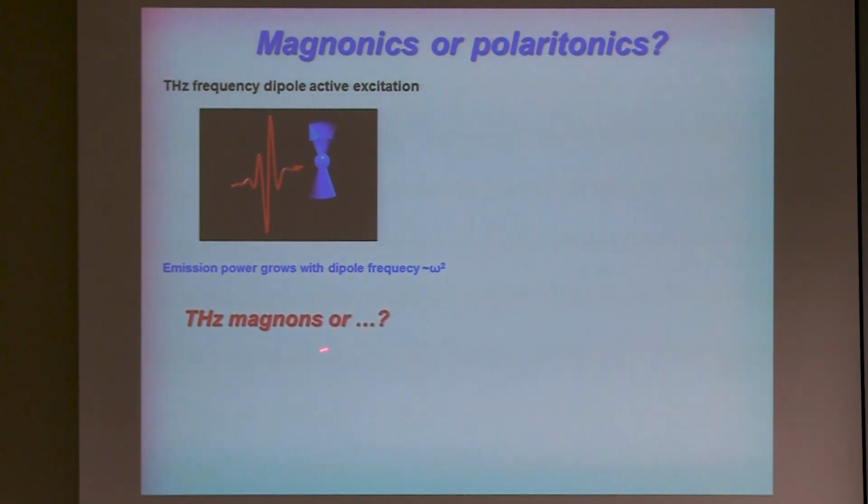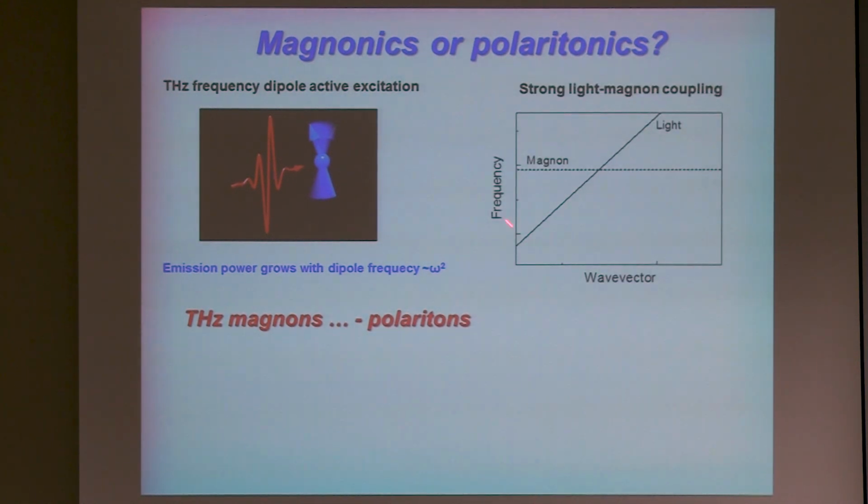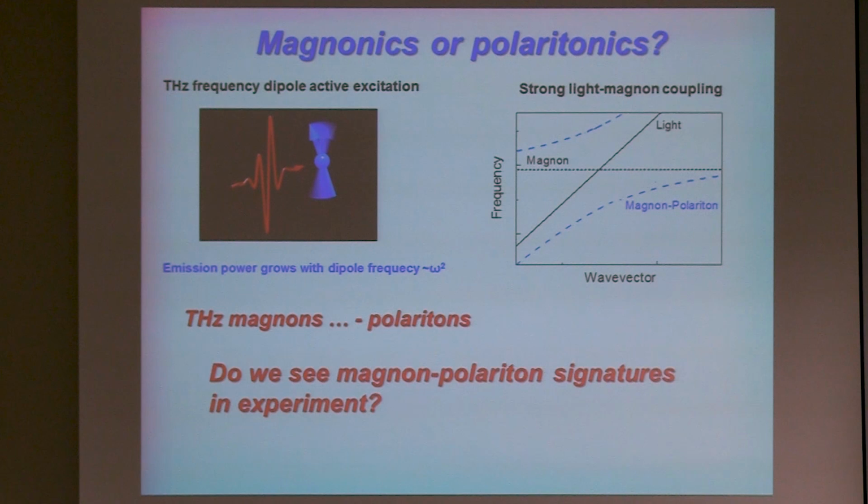And that means that the spin waves or magnons at terahertz frequencies actually turn out to be magnon-polaritons, which can be illustrated in this graph. So if we have a dispersion line of light crossing the frequency of a magnon at terahertz frequency, then two hybrid branches will be formed, corresponding to the lower and upper magnon-polaritons. And the question I would like to answer today is whether we can see manifestations of these magnon-polaritons in experiments.